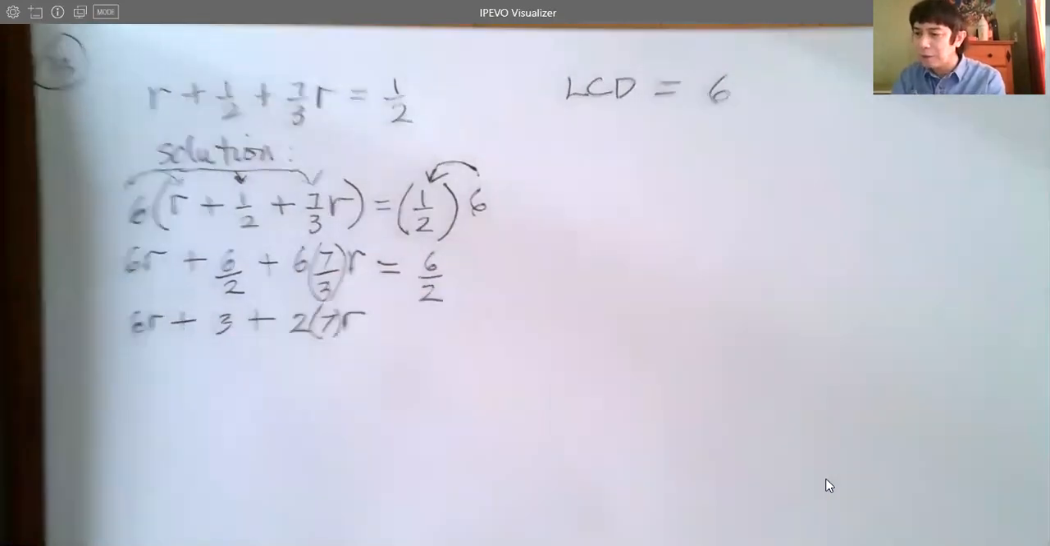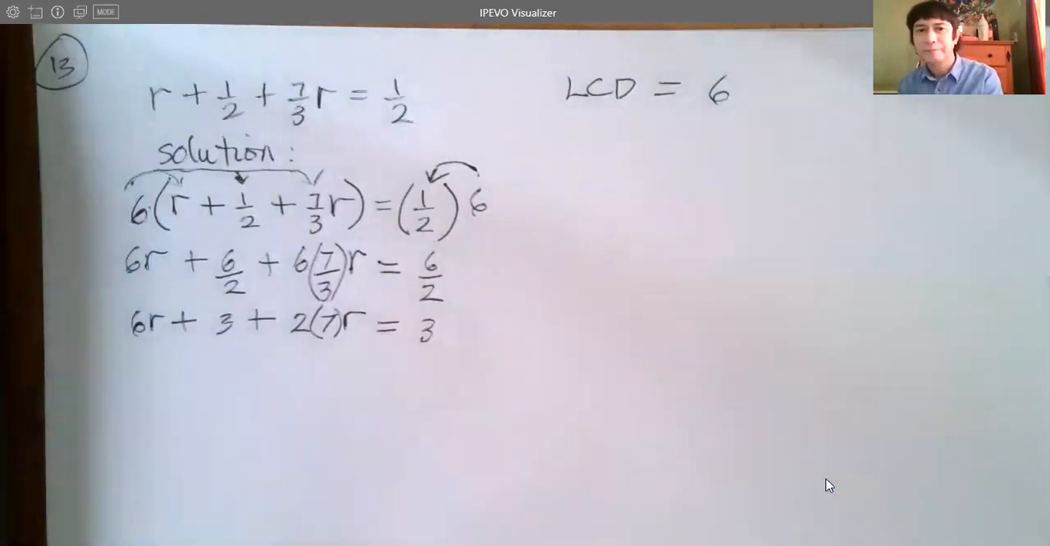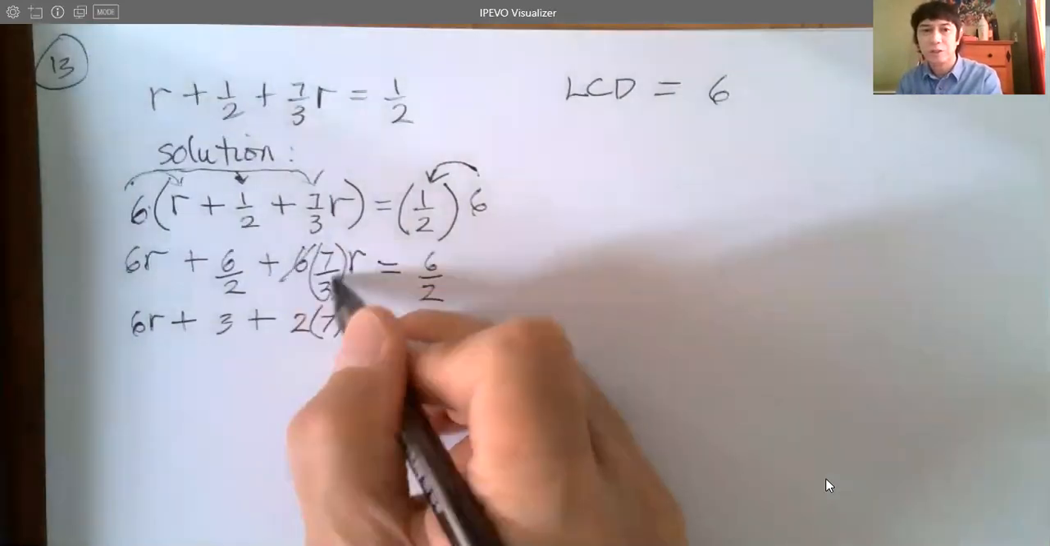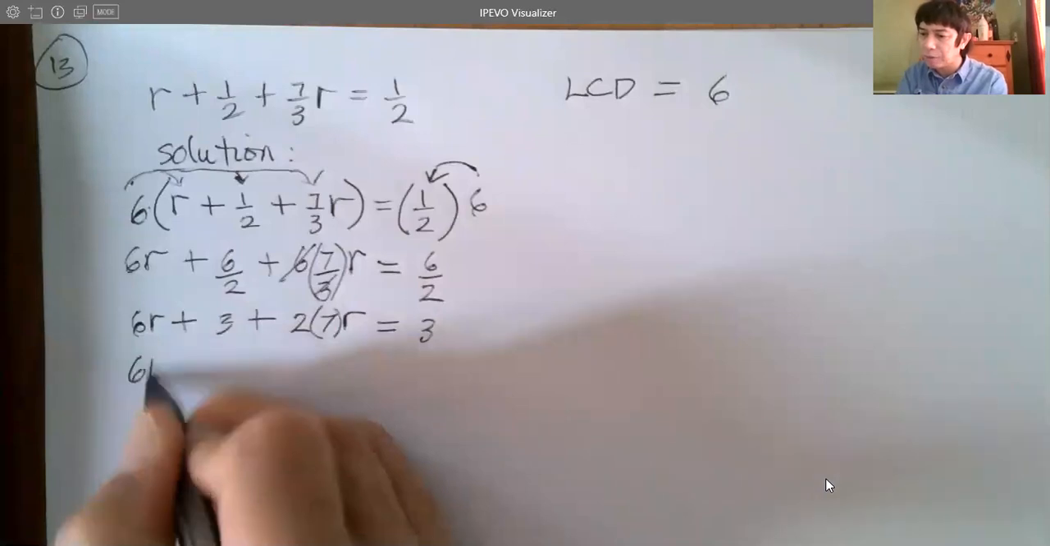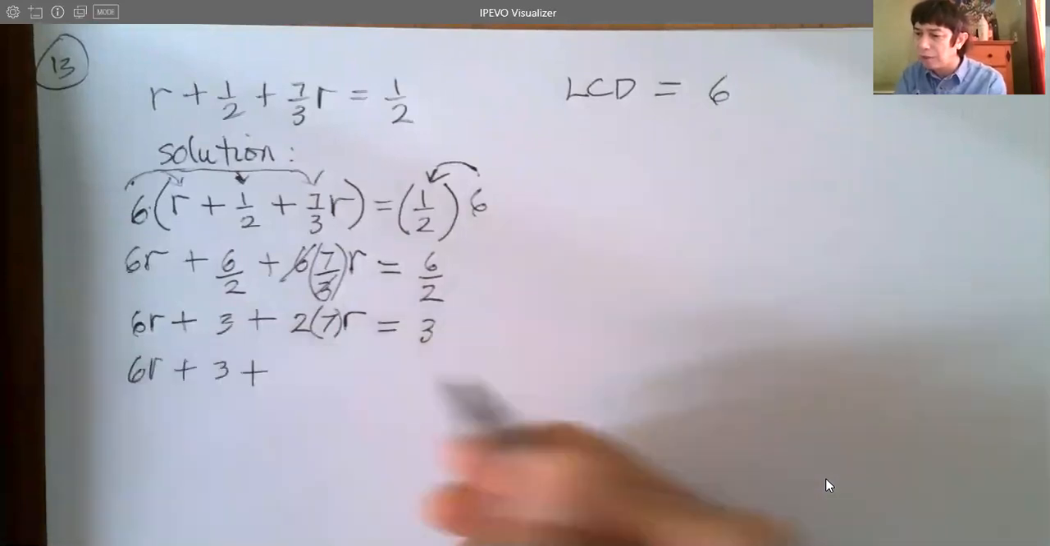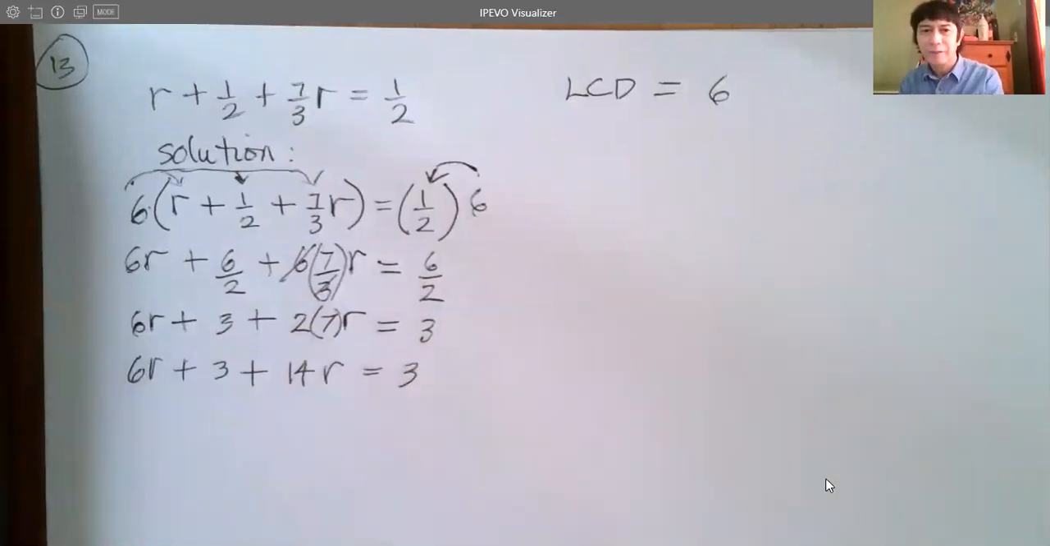And the right side is 6/2, which is just 3. So you see, we canceled out 6 and 3, giving us 2, and then the 2 will be multiplied by 7 later. So further simplification, we will just rewrite it. 6R plus 3 plus 14R equals 3. Now we're down to integers, which is comparable to the numbers 1 to 12 problems.